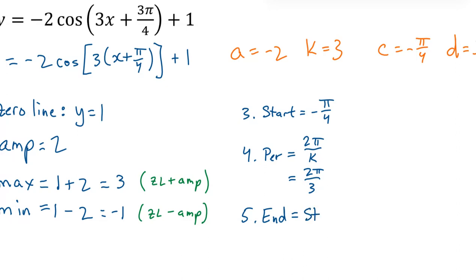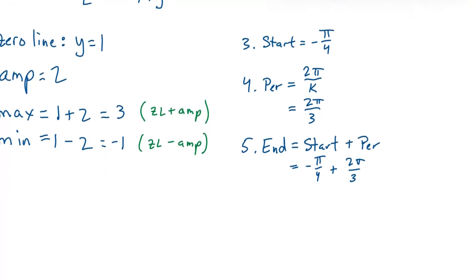is the start plus the period, which is negative pi by 4 plus 2 pi by 3, which is negative 3 pi by 12 plus 8 pi by 12, which is 5 pi by 12.